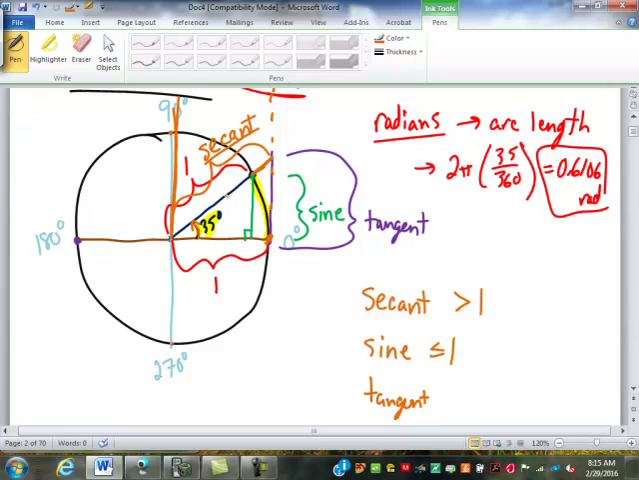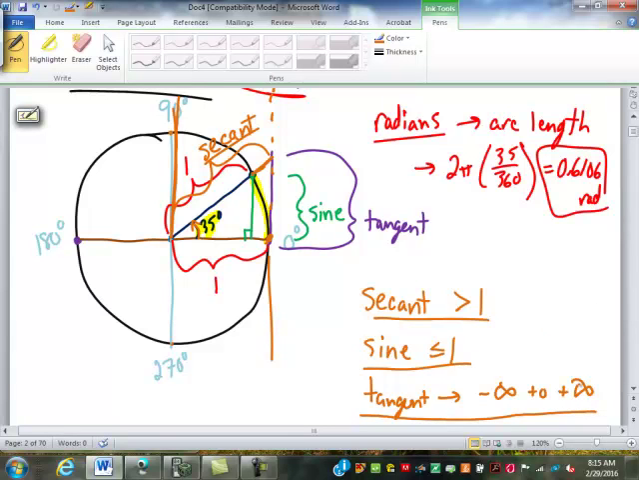It's nearly infinitely long. So tangent can be anything. We put it from negative infinity to positive infinity. Because, of course, if it were down here, it could go down to negative infinity in length. So the tangent really has no limits on it. Does that make sense? So a secant's always bigger than 1, sine's always less than or equal to 1, and a tangent can be pretty much anything.